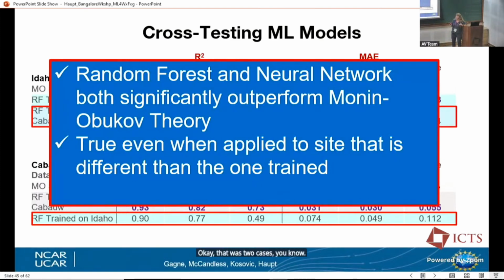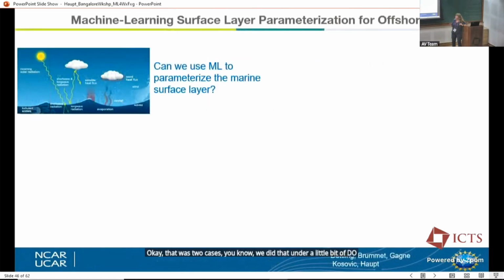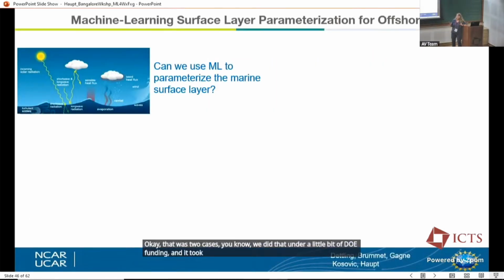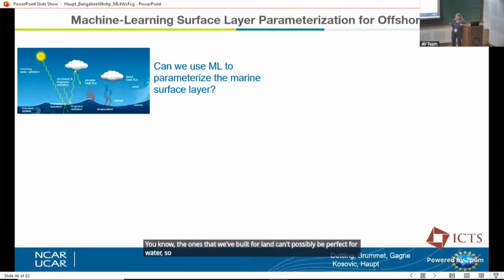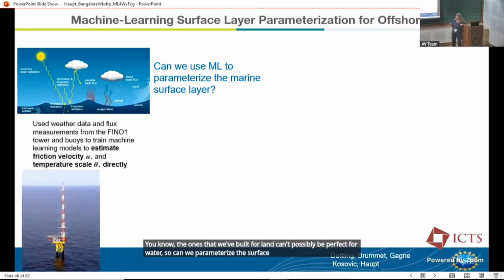We did that under a little bit of DOE funding, and it took a few years to get enough funding saying, what about offshore? 3/4 of the globe is covered by water. The ones that we've built for land can't possibly be perfect for water. So can we parameterize the surface layer over the ocean?